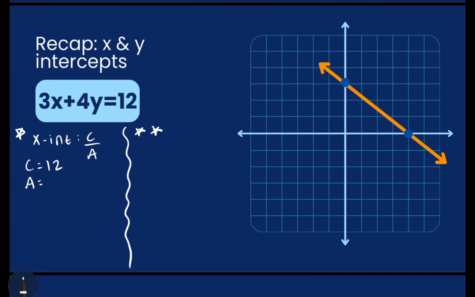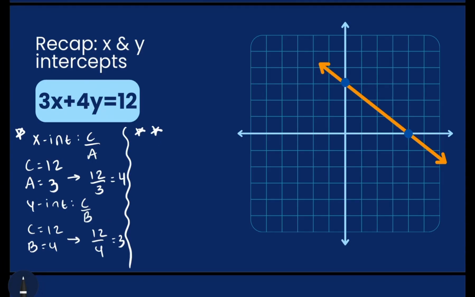And a is whatever number is in front of x, which is 3. So I could simply rewrite this as 12 over 3, which is the same thing as dividing 12 by 3, which is 4. And then my y-intercept can be found by dividing c by b. c is 12 and b is 4. So I'm going to divide 12 by 4, and I would get 3. Therefore my x-intercept is 4 and my y-intercept is 3. Written as points, these would be (4, 0) and (0, 3).